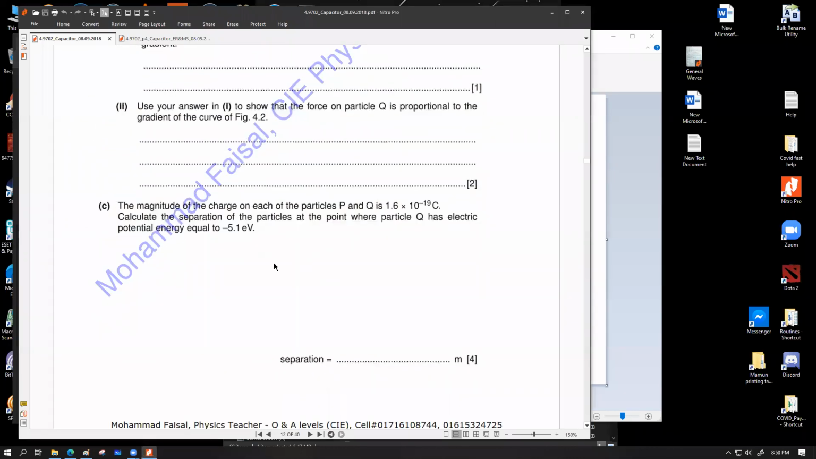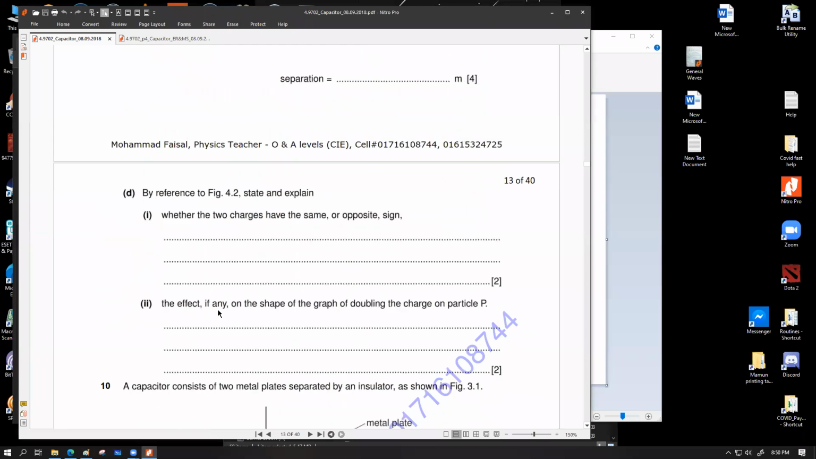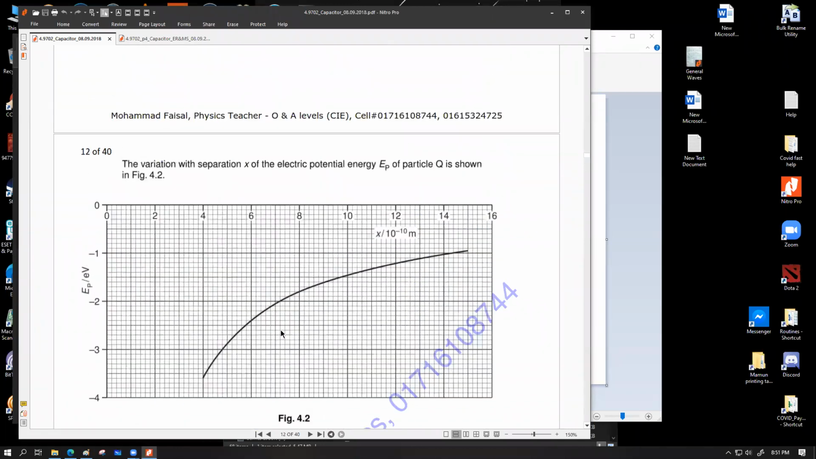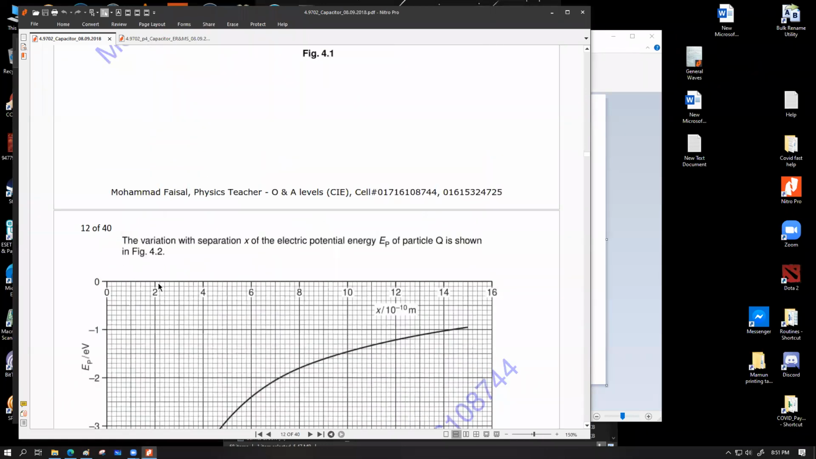You were asking about part C, the magnitude of the charge on each of the particles. But here there were D1 and D2; I'll discuss D2 first, then C. The effect, if any, on the shape of the graph of doubling the charge on particle P. Well, if we double the charge on particle P, then the force of attraction would simply become double.